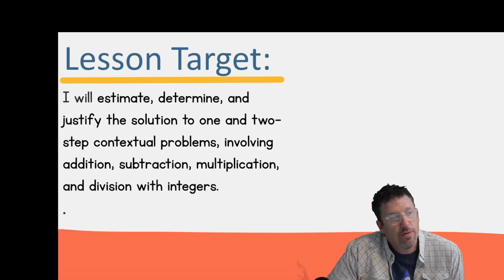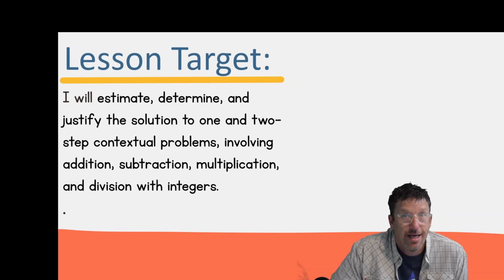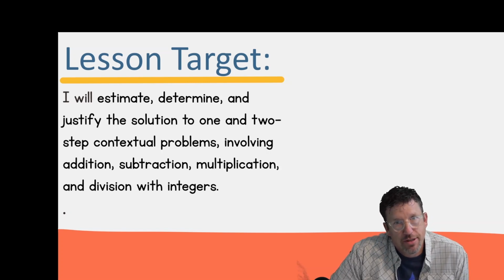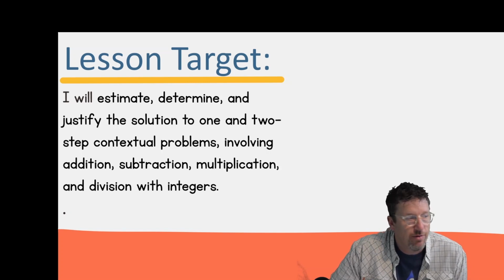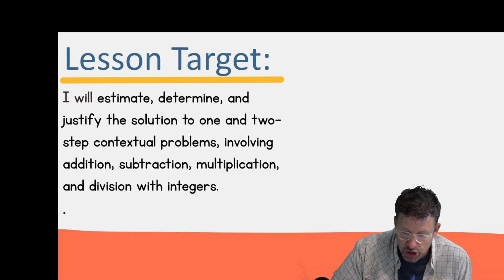All right, so today you're going to work on estimating, determining, and justifying the solution to one and two-step contextual problems. What does that mean? You're going to solve word problems. You're going to try to think your way through them. You might have to estimate a little bit, but you're going to determine what's the best idea, how do I solve it? And we're going to be focused on adding, subtracting, multiplying, and dividing integers.